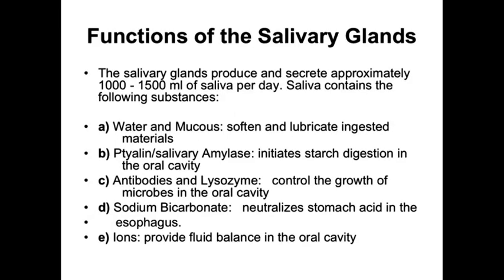So the function of these salivary glands, they're producing quite a bit of saliva. Look at 1,000 to 1,500 milliliters of saliva per day. What's in saliva? There's some water, there's mucus, there's ptyalin with that silent P, or salivary amylase, which is needed to break down starch. There's antibodies in there to control the growth of microbial overgrowth.